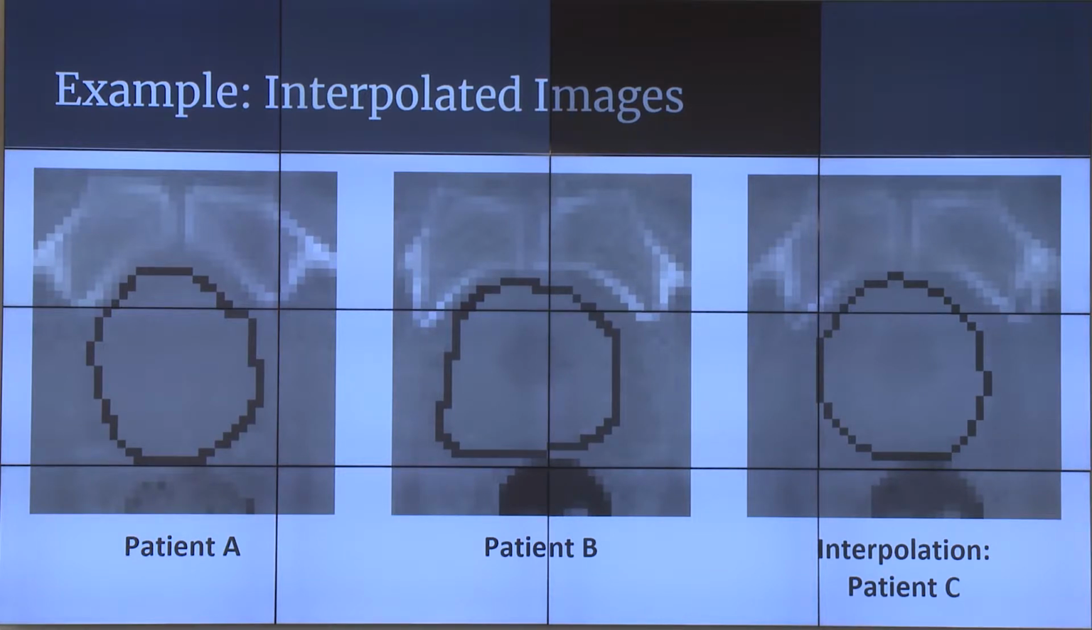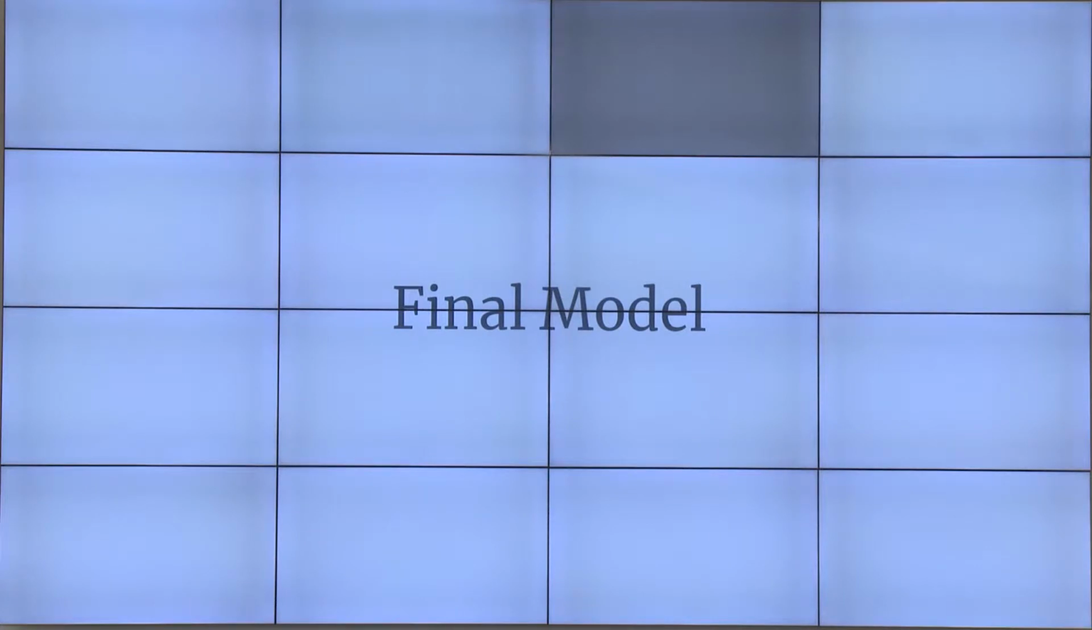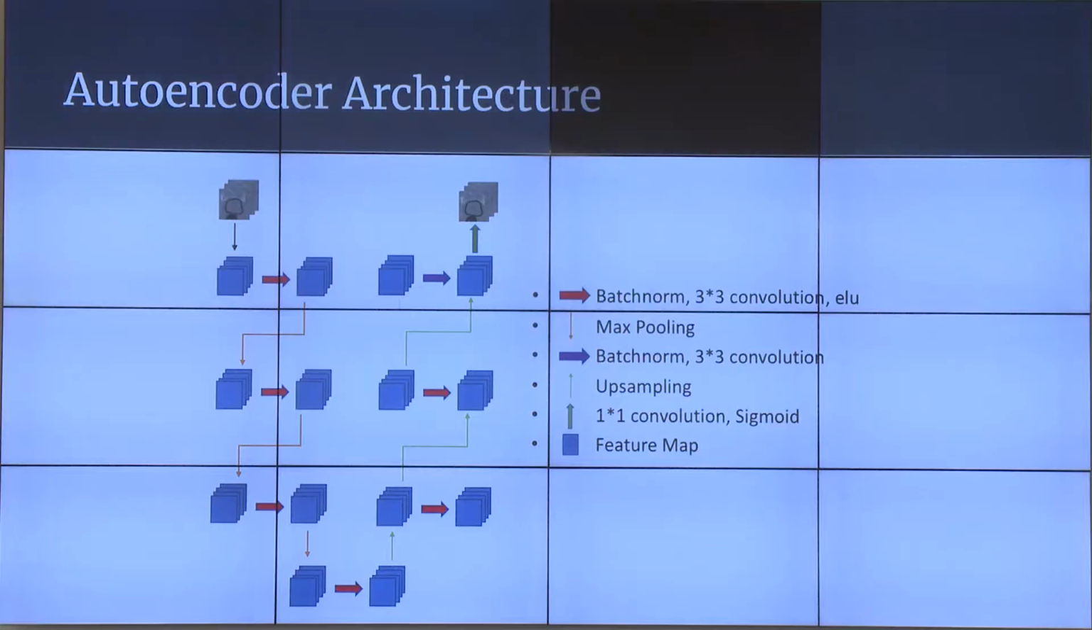So we have two original images cropped around the bladder for patient A and B, and then patient C is the fake interpolated patient with the CT image that results from interpolating patient A and B. Now I'll go into our final prediction model and more into the architecture of our model.